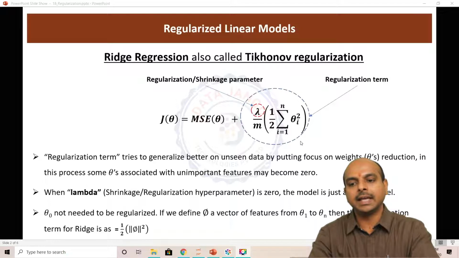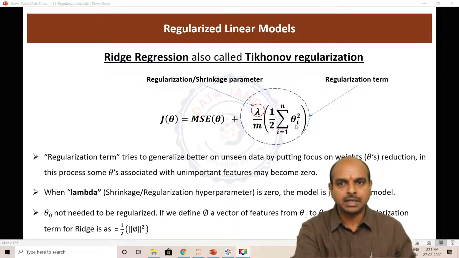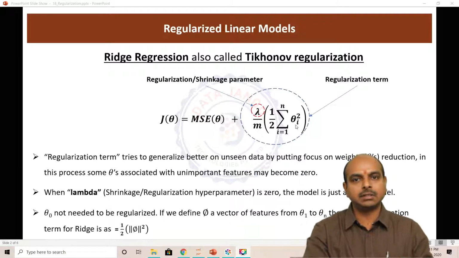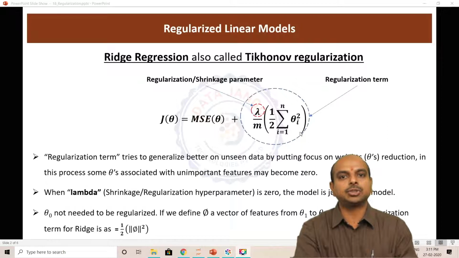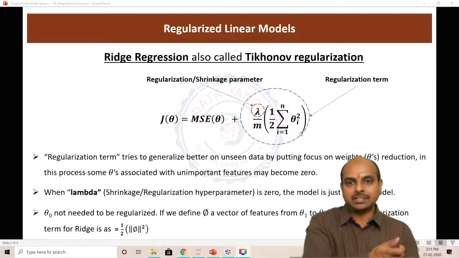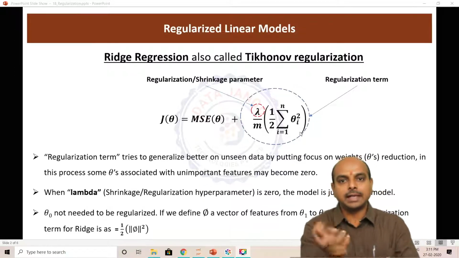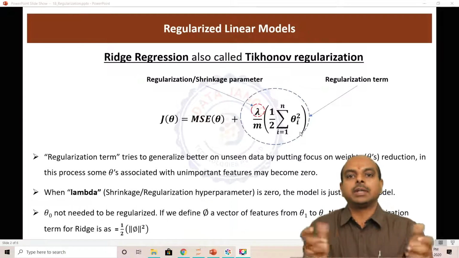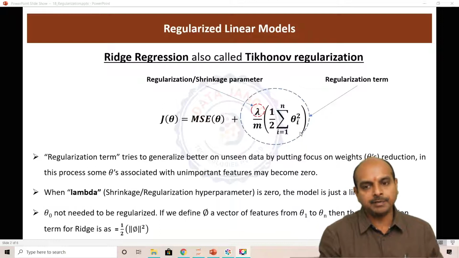And then we added an additional regularization term, lambda divided by m into 1 by 2 sigma i equals 1 to n theta i square. Theta 0 need not be regularized. The intercept need not be regularized. The other thetas should be regularized because of the importance of the features; theta 0 is an intercept. The coefficients of x's and x squares, x cubes, interaction terms are the ones we try to regularize, to reduce or increase the model's complexity.